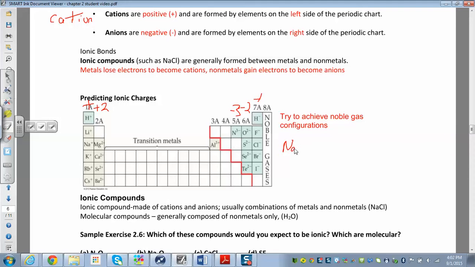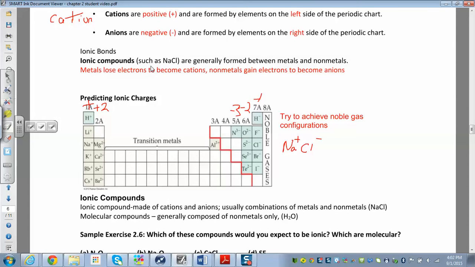Sodium has a +1 charge. Chlorine has a -1 charge, which means sodium likes to give up an electron. Chlorine likes to gain an electron. So that's going to be really stable because this guy gives up 1, he gains 1. Great, now it's neutral. And that's an ionic compound.